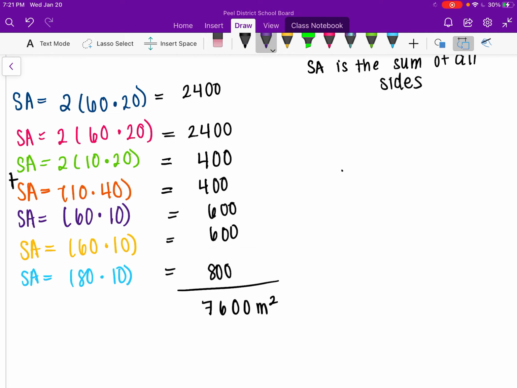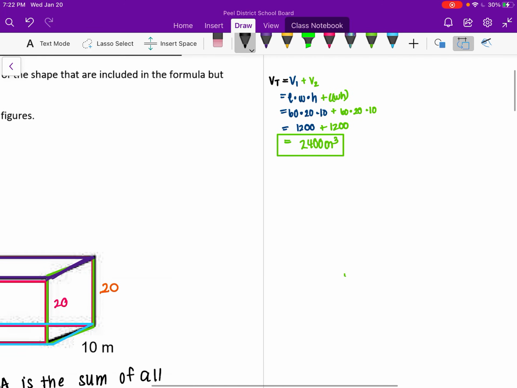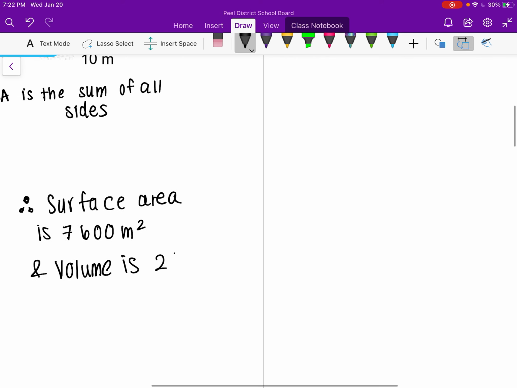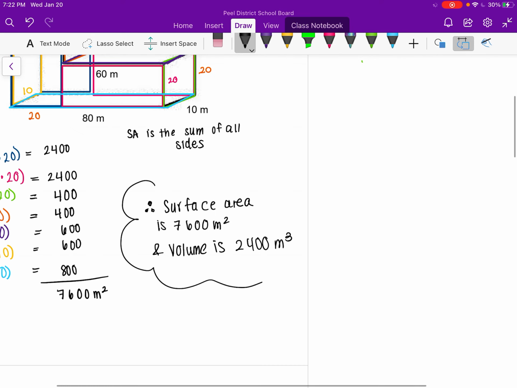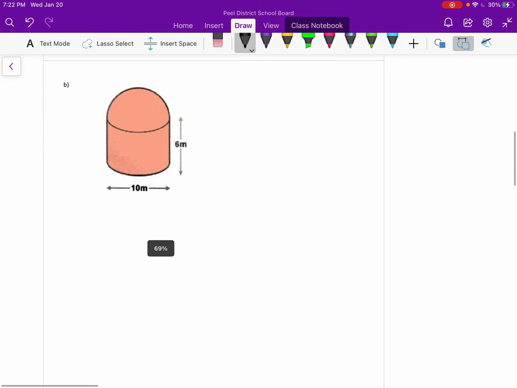Therefore, and that's what these dots mean, just therefore, surface area is 7600 meters squared, and volume, which we calculated up here, was 2400 meters cubed. And of course you're just going to draw in a nice little circle. Okay, so moving onwards.